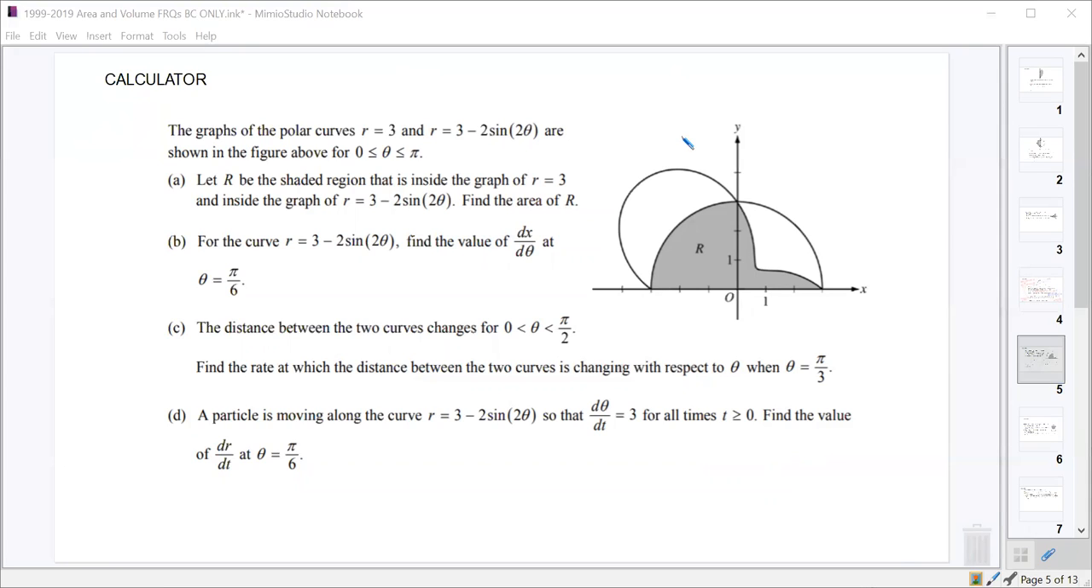All right, let's go through it. So, part A, we got the shaded region that's inside r equals 3 and also inside 3 minus 2 sine 2 theta. We want to find the area of that region R. So in order to find the area of region R, what did you guys do?